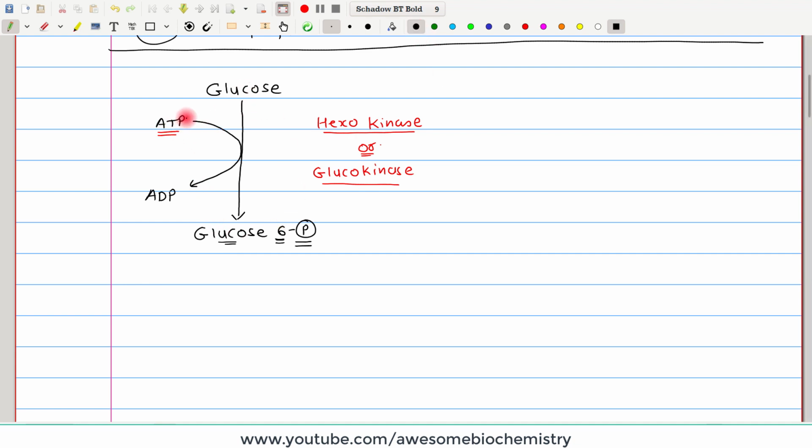Now remember the second rule: whenever ATP is involved in any reaction and it is catalyzed by some enzyme, for this enzyme, magnesium is a cofactor. So you don't have to mug up, you can just remember this trick: whenever ATP is involved, that enzyme is called a kinase, and this kinase requires magnesium as a cofactor. Now coming back to hexokinase and glucokinase, both enzymes are different, their structure is different, but still they are carrying out the same reaction.